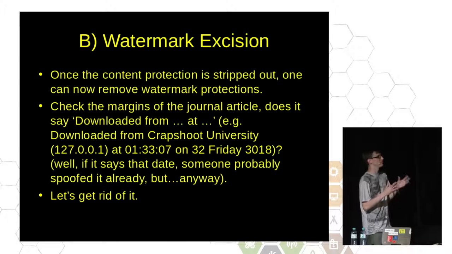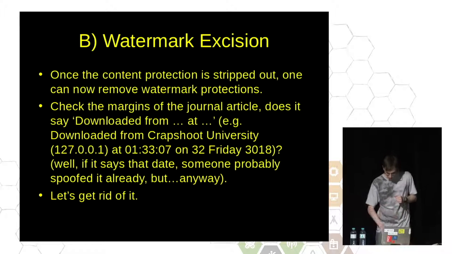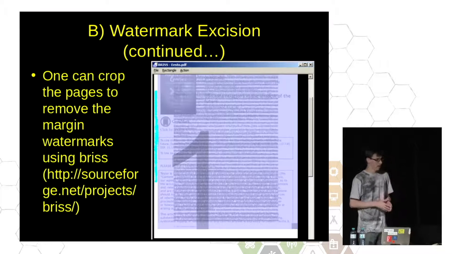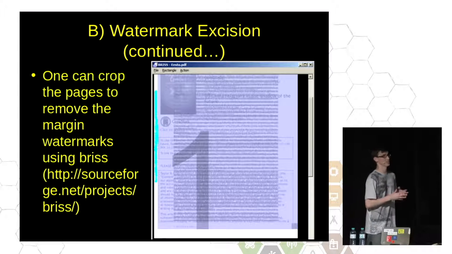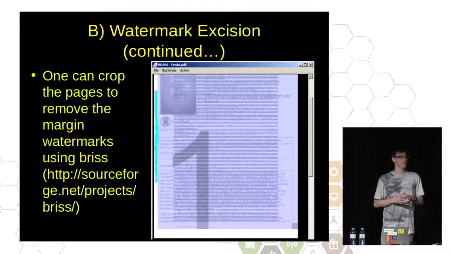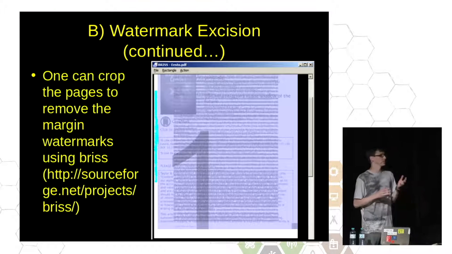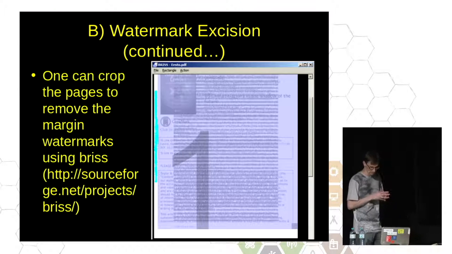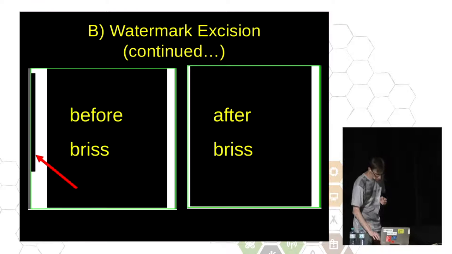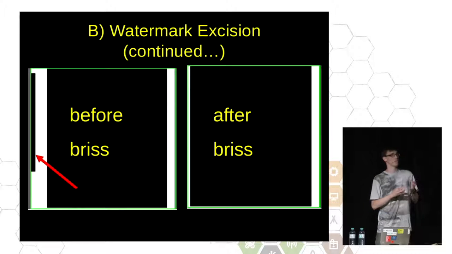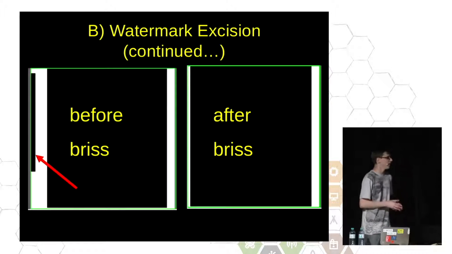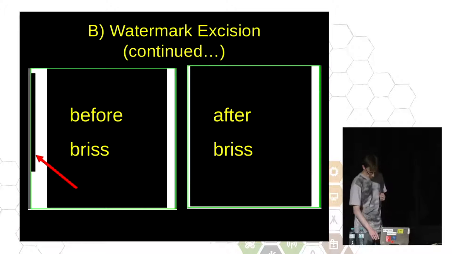And again, this is relatively straightforward, right? This is things that you could see in the marginalia of an article. So let's get rid of it. A basic tool to use would be, on first glance, BRISS. BRISS is a cropping tool where you can input a PDF, select the margins, and crop out the potential watermark. So here we have a censored article where on the left we have before BRISS, the ostensible watermark marginalia on the left-hand side, and then after, seemingly without it.